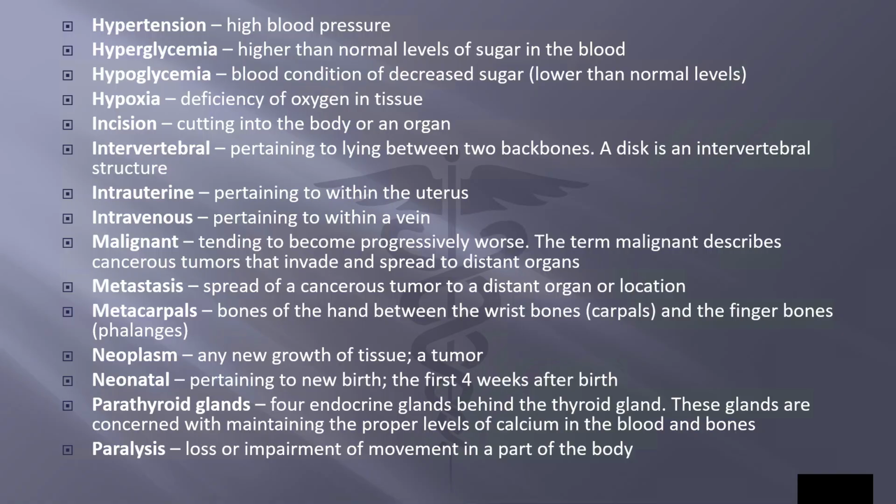Next, we have metacarpals. These are the bones of the hand between the wrist bones, which are carpals, and the finger bones, which are phalanges. So meta means beyond in this anatomic term. The metacarpal bones are beyond the carpal wrist bones. They are the hand bones.